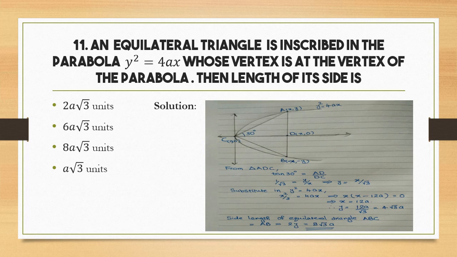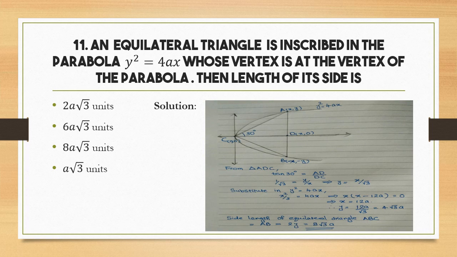Now I want the length of the side. You may take either side AC, or side AB, or side BC. For an equilateral triangle, if you find any one side, the rest are all the same because they are equilateral. So I will take side AB, because I know that AB is nothing but 2 times AD, and I know the length of AD. Length of AD is y. Therefore AB is nothing but 2 times y, and I just got y, that is 4 root 3 a. So it is 8 root 3 a, which is option C. Therefore 8a root 3 units is the right answer for question number 11.